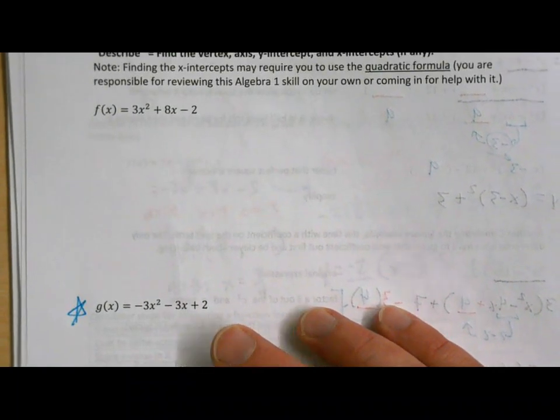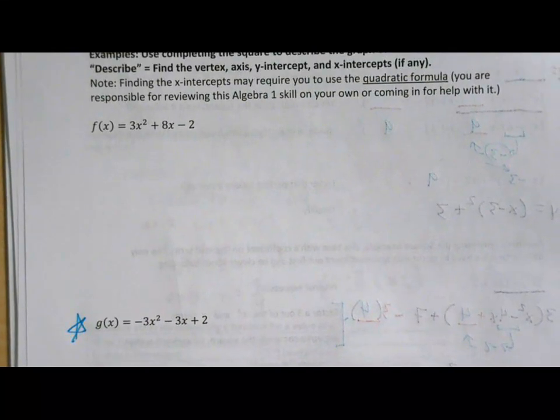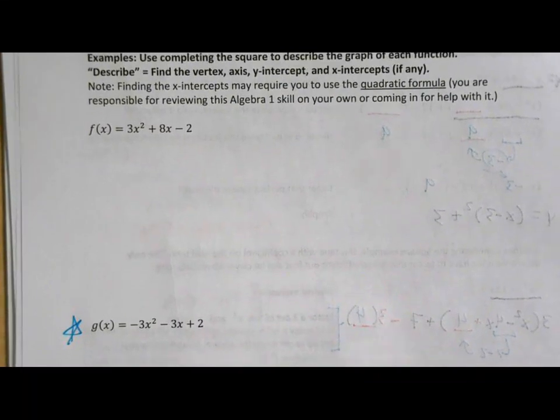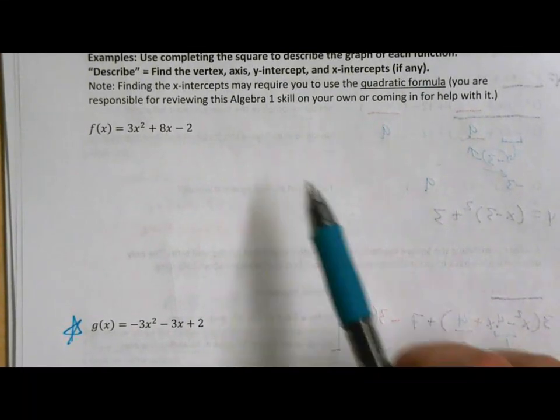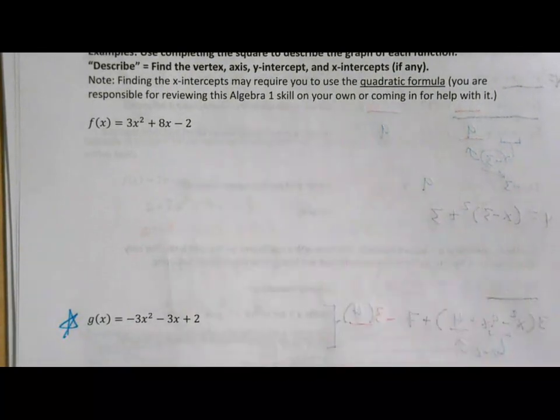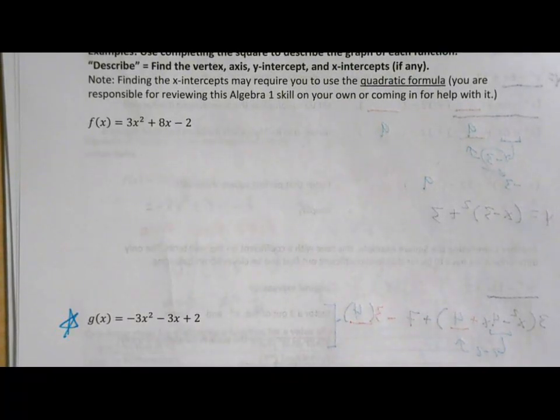But let's do this. We're now going to go a little bit further. Our goal is to analyze and describe the function. For this particular problem, we're limiting that to vertex, axis, y-intercept, and x-intercepts. Eventually, you will also be doing things like end behavior, increasing, decreasing, local maxes and mins, is it odd or is it even, with these as well. But let's just focus on the key stuff for right now.